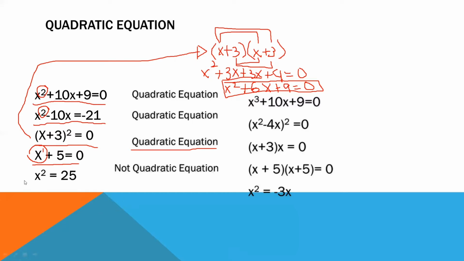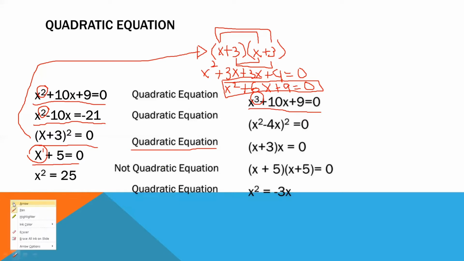So, next is x squared plus 25. x squared is equal to 25. So, this one is considered a quadratic equation as well, because we have a highest degree of 2, or the quadratic term. Next equation is x cubed plus 10x plus 9 is equal to 0. Since our highest exponent is 3, the identification of this is not a quadratic equation.